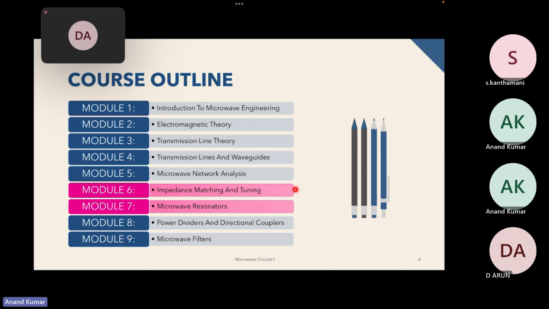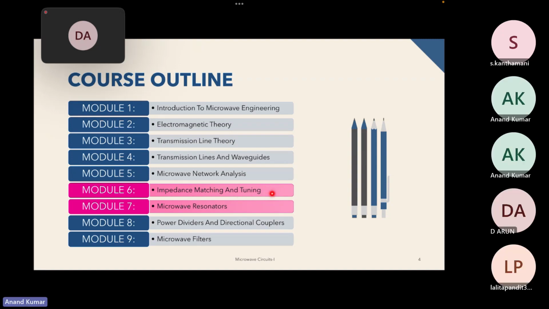So we are here now in module 6, doing impedance matching and tuning. We'll finish this today and then we'll start with microwave resonators today. We'll look at series RLC circuit and then in the next class parallel RLC circuit and other topics. So a couple of modules left ahead. We'll try to finish them quickly.